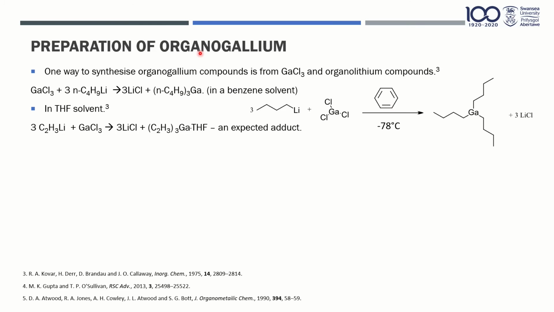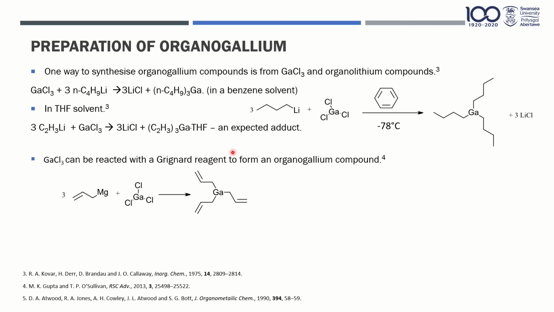To form an organogallium compound, we can also react it with the Grignard reagent. Here we have magnesium propene, or this would be, say, bromo-magnesium propene. The bromine has not been put on here, so please imagine it is there. We again use gallium chloride, and we use 3 equivalents of the Grignard in order to have a tri-substituted gallium. Here we have propenyl gallium.